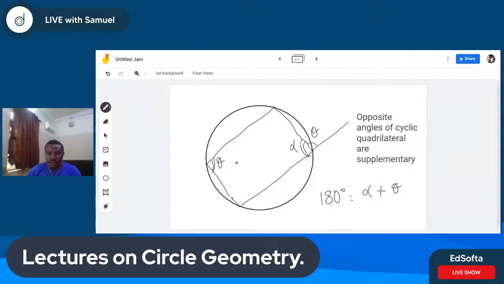So opposite angles in a cyclic quadrilateral are supplementary. Now it must be a cyclic one, so not a regular quadrilateral. I'm not talking about a regular one, I'm talking about a cyclic one. So long as it is cyclic, opposite angles must be supplementary.